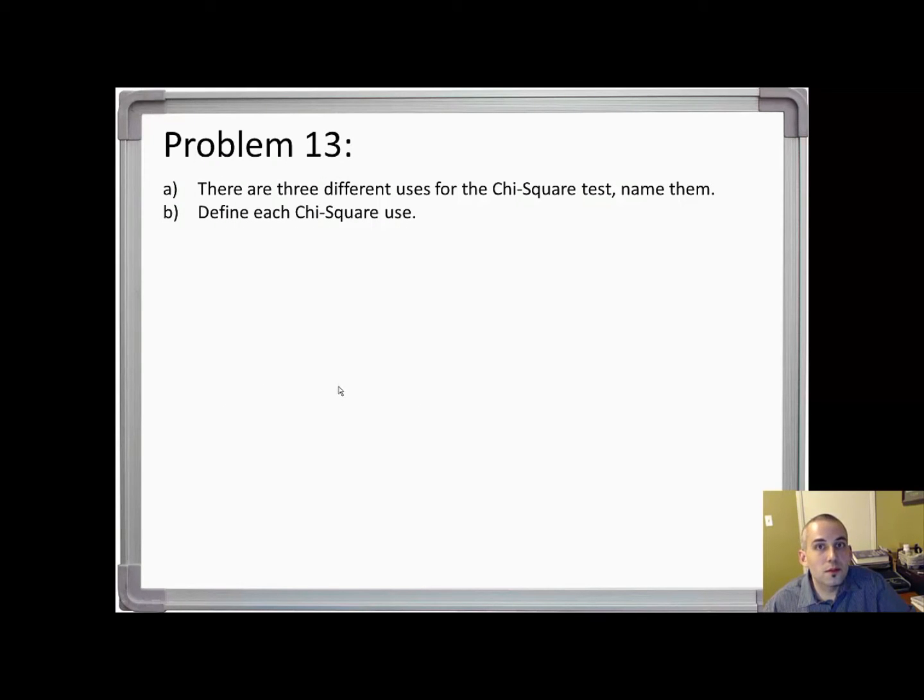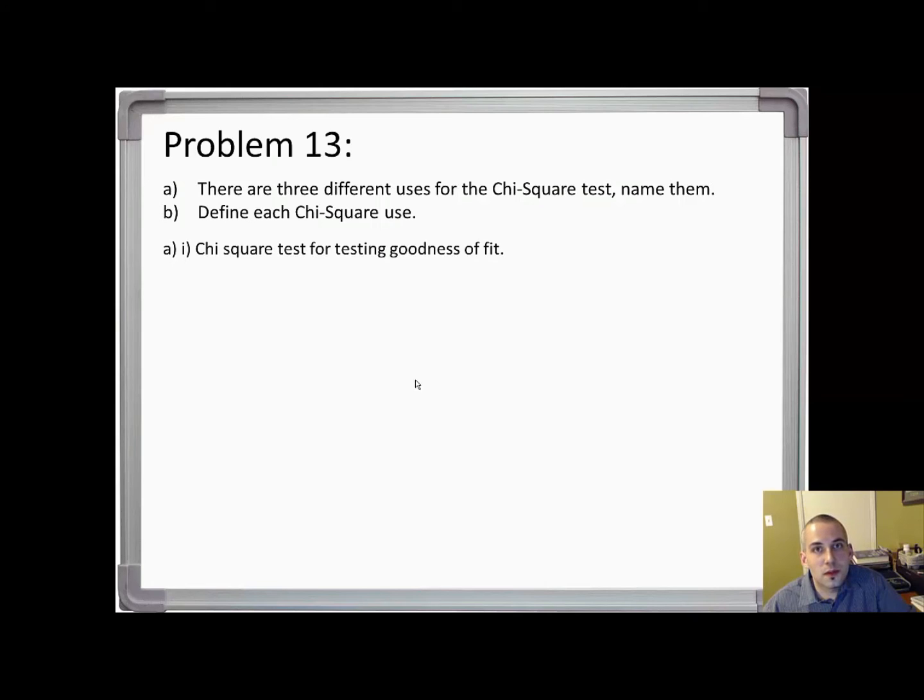Okay, so problems 13 and 14, we're going to be switching it up and talking about chi-square tests, because these seem to come up quite a bit. This is something I used to confuse very often, and that is that there's three different uses for chi-square. So I decided to make that the main idea of this question. So there are three different uses for chi-square tests. Name them, define each chi-square use.